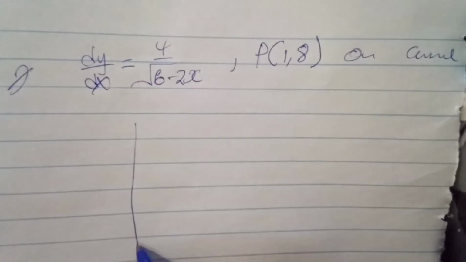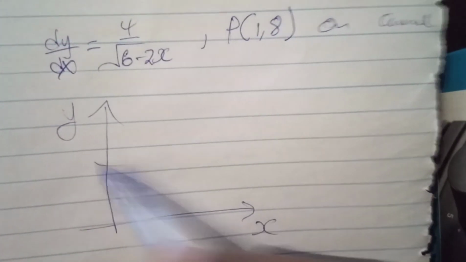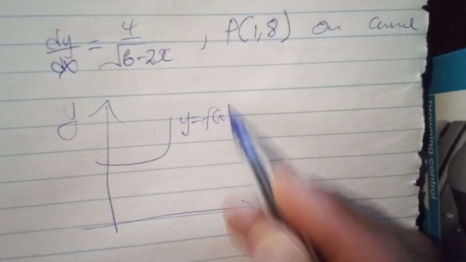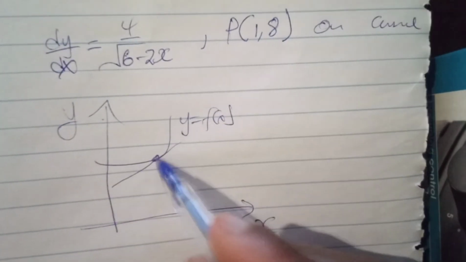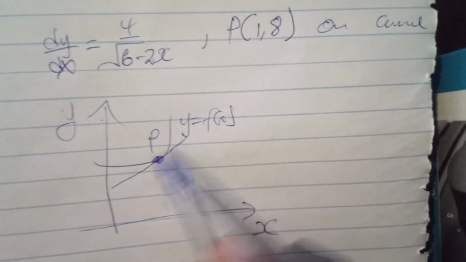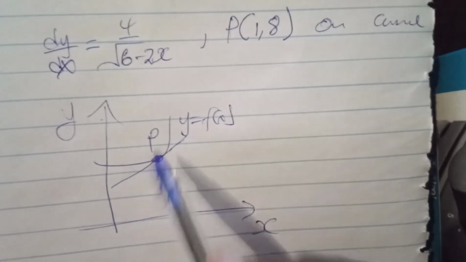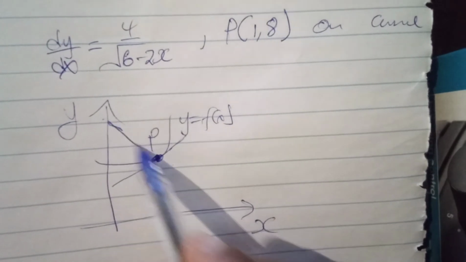Say we have a graph. It can be like this. We have the x-axis, we have the y-axis. This would be the curve. They say this is the point P, and this will be a tangent at that point P, and the tangent determines the gradient at that point. And then a normal will be perpendicular to the tangent. So this will be the normal.